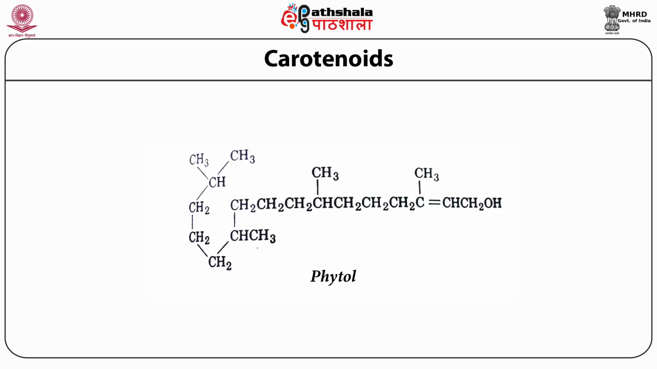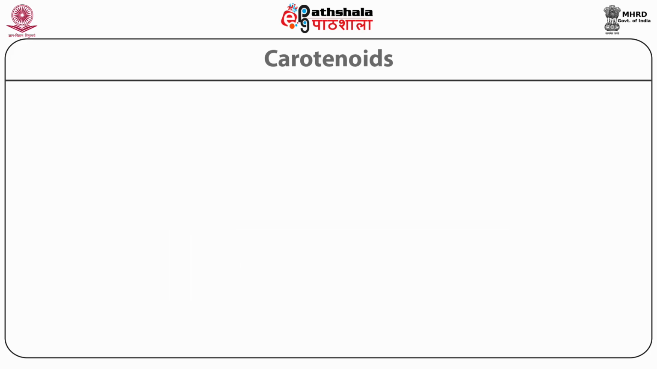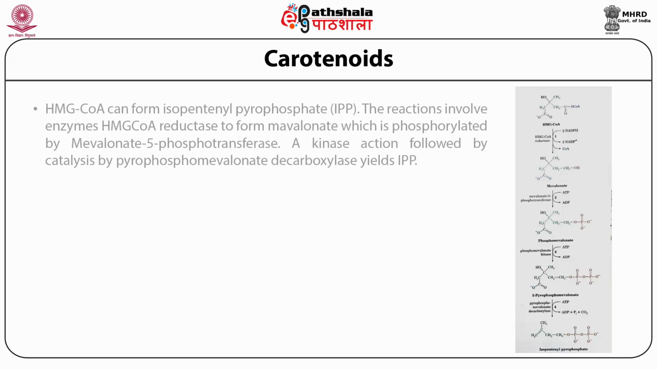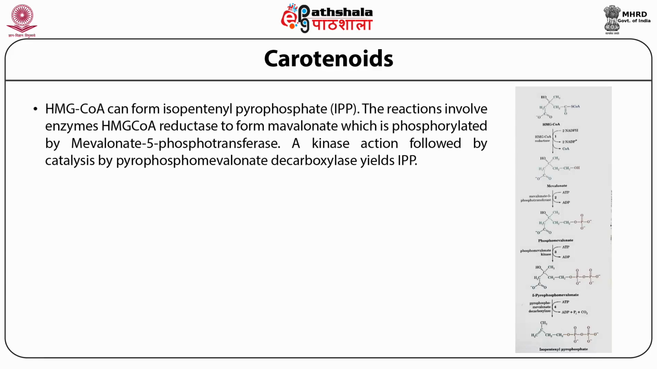Carotenoids and steroids have something in common. Both classes of compounds result from joining of the C5 isoprene unit. In nature, the building block is isopentenyl pyrophosphate. We have mentioned earlier HMG-CoA being a key intermediate in cholesterol biosynthesis. This is typical of compounds at branch points being the site of metabolic regulation. HMG-CoA can form isopentenyl pyrophosphate.